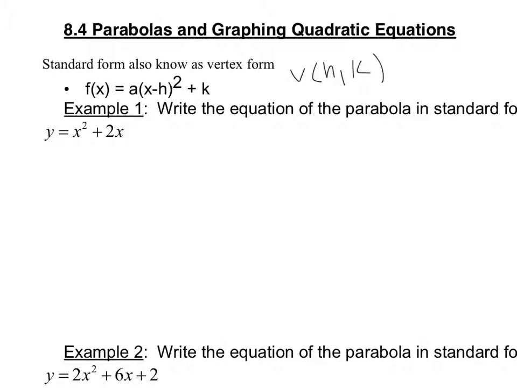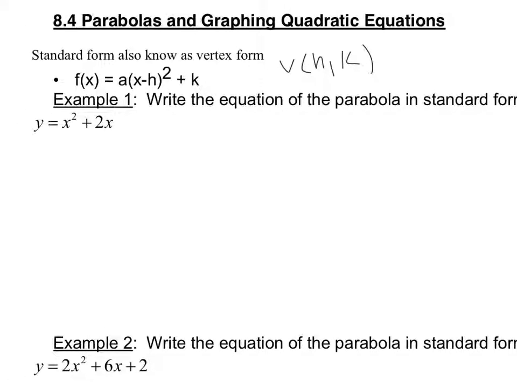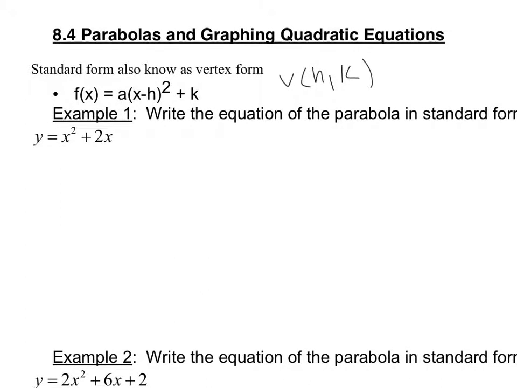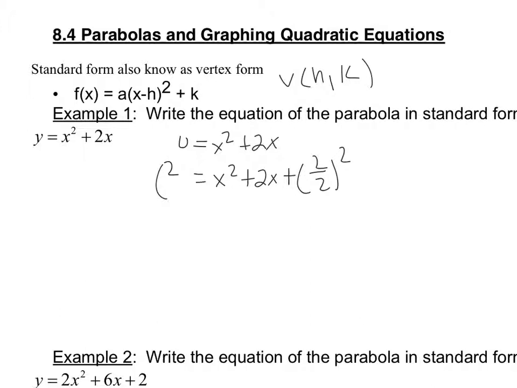Well, they want you to write the equation in standard form, which means, see how you have this being squared? It means you need to complete the square. So, again, we go over completing the square again. So you set y to 0, and then remember you add b divided by 2 squared to both sides.